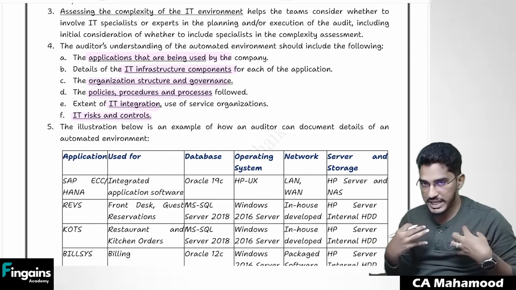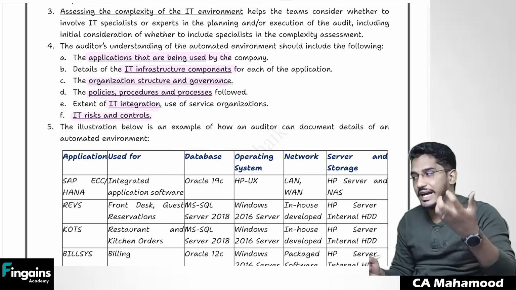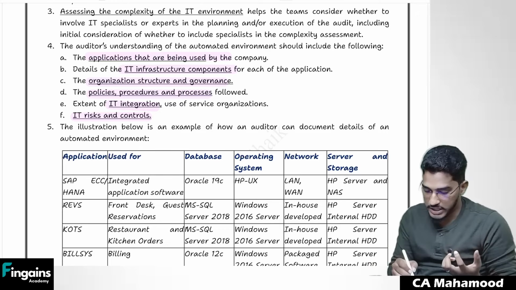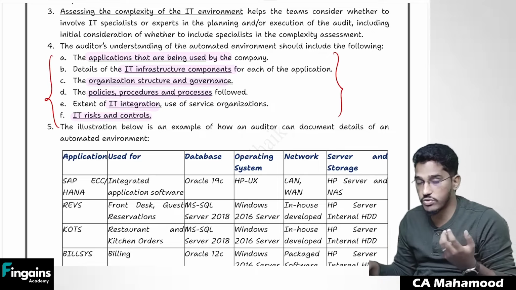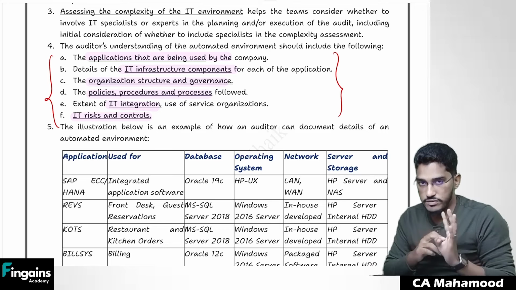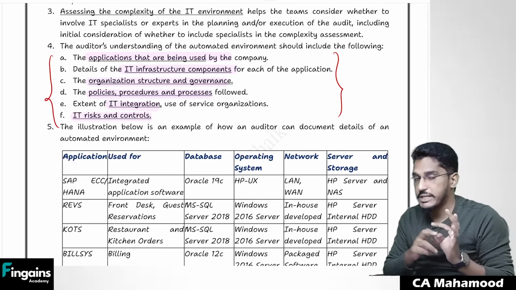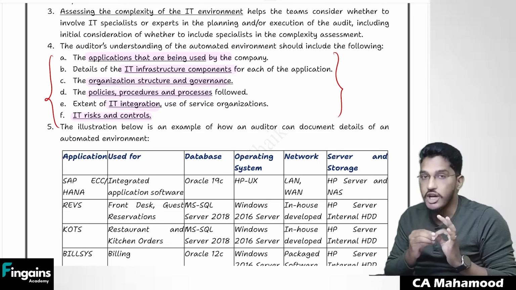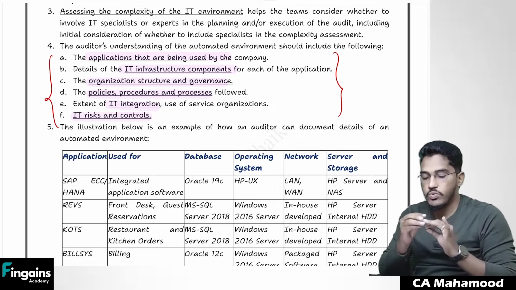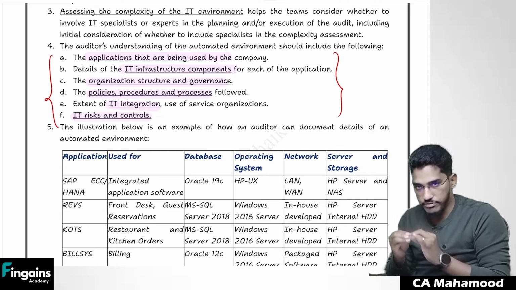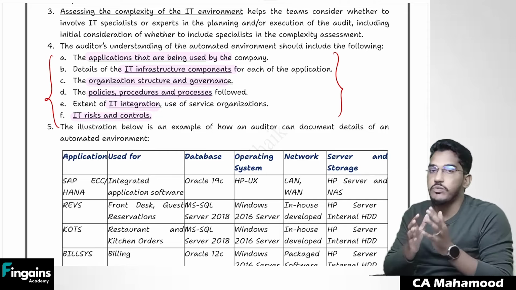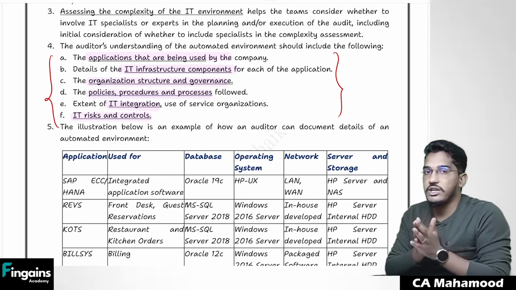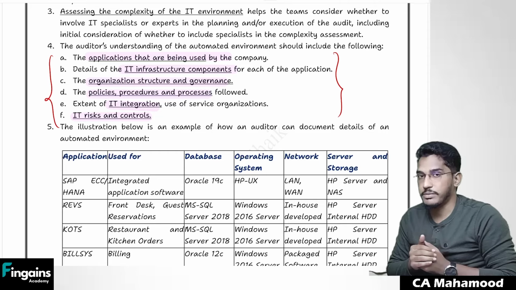So if you are a part of my engagement team and I ask you to go and get an understanding of the client's automated environment, these are the things you need to understand on an overall basis: the list of all the software and IT applications they are using, their IT infrastructure, their organizational structure, what policies, procedures and processes they are following, IT integration, that is which software is integrated with which software, and what kind of IT risks are arising and what kind of controls the organization has implemented.